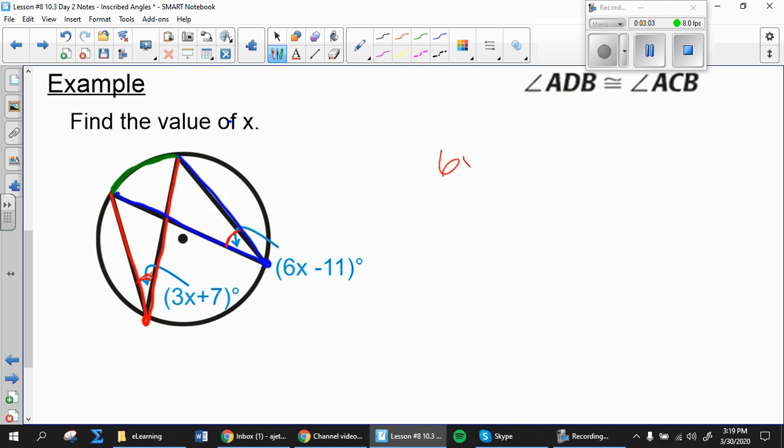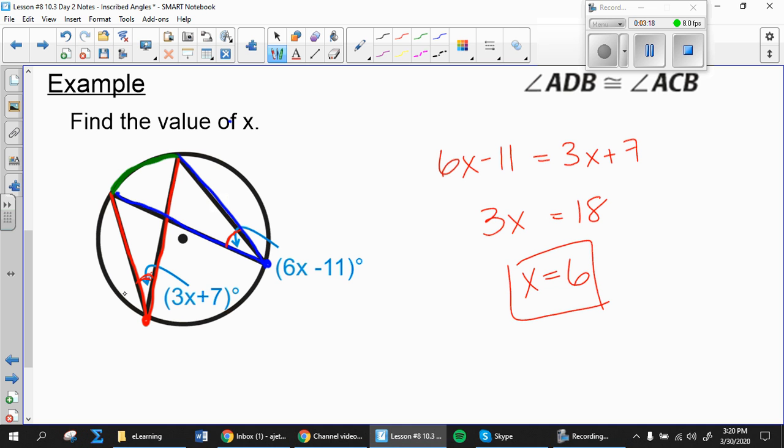So we can say 6x minus 11 equals 3x plus 7. Solve that, we get 3x equals 18. Divide by 3, we get x equals 6. If I was to plug that back in, I would get 3 times 6 is 18, plus 7 is 25 degrees. Same thing here, 6 times 6 is 36, minus 11, 25 degrees. Okay, so we know those angles are congruent to each other. I would also know this angle here and this angle here are congruent to each other.